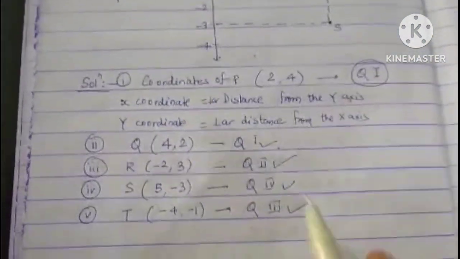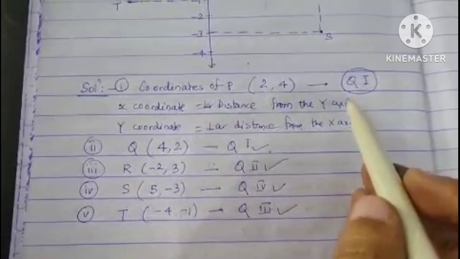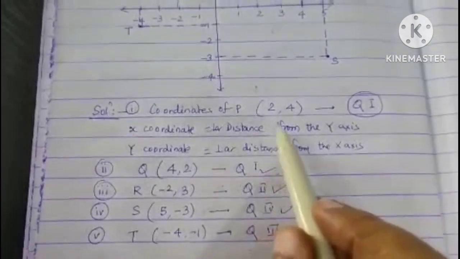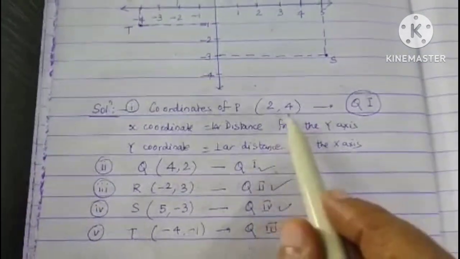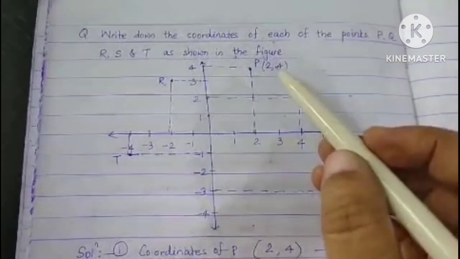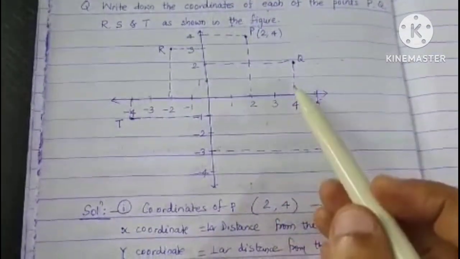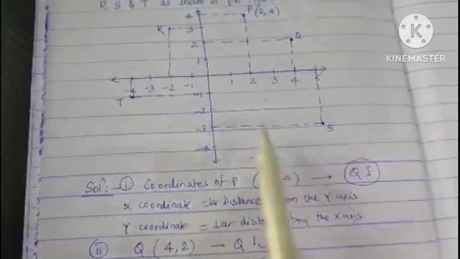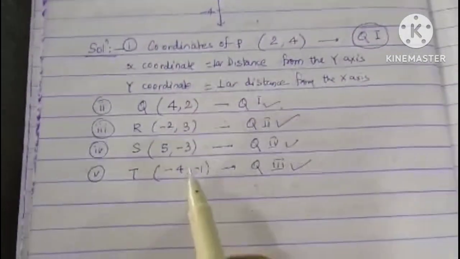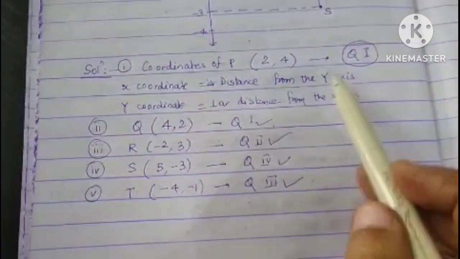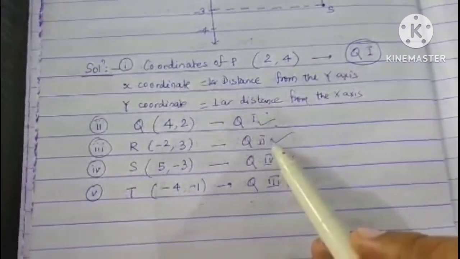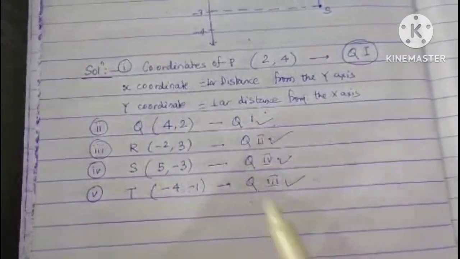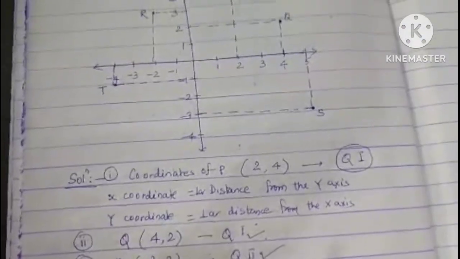So everything I have discussed here: in which quadrants the points are lying, what the signs of the coordinates are, and what the coordinates of the point are in terms of x and y. Point P will have coordinates (2, 4), point Q will be (4, 2), point R will be (-2, 3), point S will be (5, -3), point T will be (-4, -1). P will lie in quadrant 1, Q also in quadrant 1, R in quadrant 2, S in quadrant 4, and T in quadrant 3. So all the quadrants we have captured in this question. I hope everything is clear now.